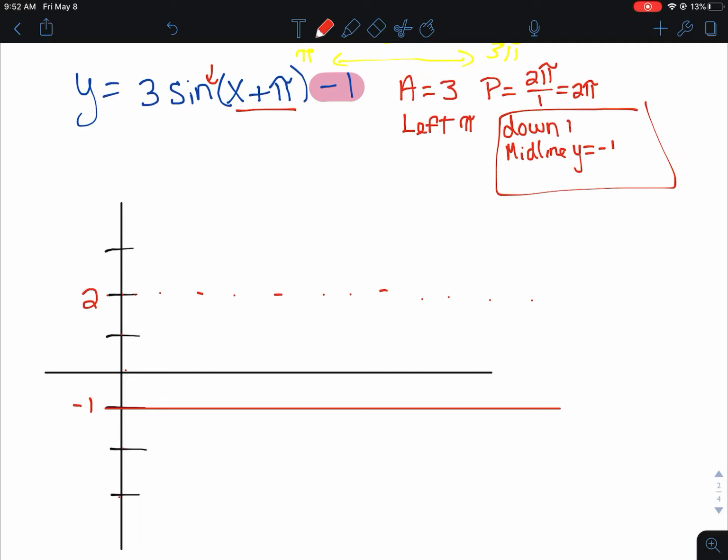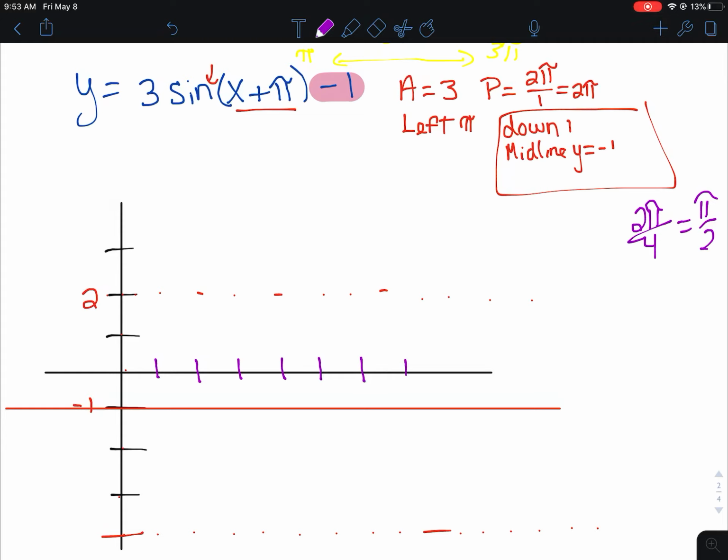This is being vertically stretched. The bottom of my amplitude, if I go down 3 spaces, would be at negative 4. All right. And this time we want to label our graph in terms of, I'm going to have to make this go a little bit back here. We're going to label our graph with our period. So period's 2 pi. Then that tells me that each increment is going to be labeled as pi over 2. Right? 2 pi cut into fourths is pi over 2.